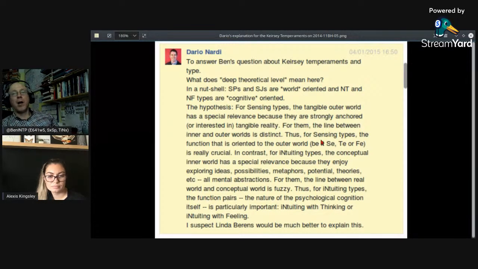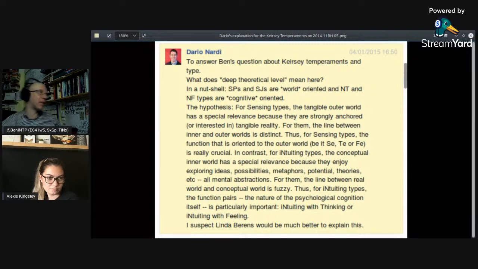Interesting. So you think it's better to group, let's say, an INTJ and an INTP in the same temperament, better than an INTP and an INFP? Yeah, so basically you're putting NT before NF, NJ versus NP.